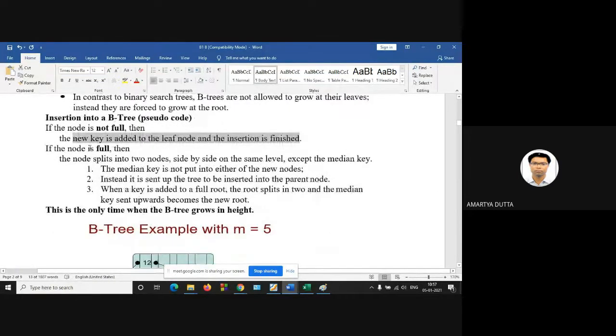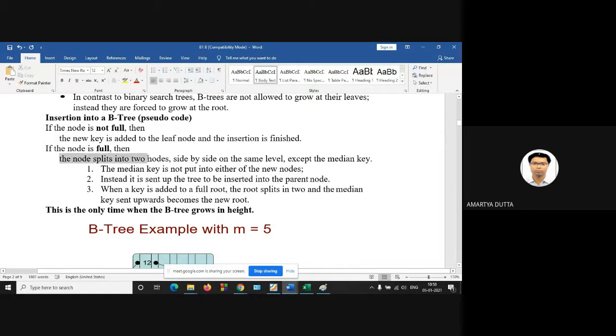If the node is full, then what should I do? We know that the increase is always in the upward direction, because all leaves are on the same level. To maintain all leaves on the same level, we have to grow the tree in the upward direction. So if the node is full, then we have to split.